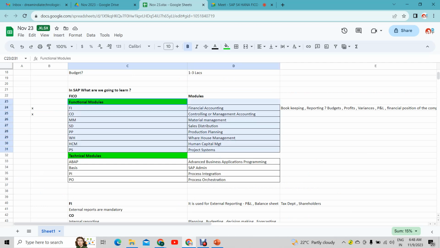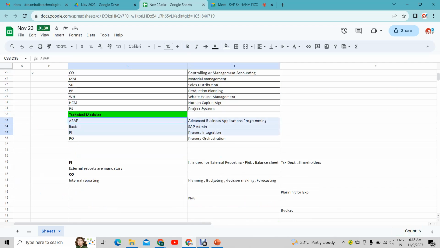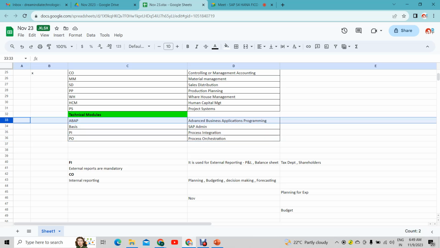Including functional consultants, we have technical consultants also. SAP runs in which language? SAP knows which language? ABAP. What is the full form of ABAP? Advanced Business Application Programming. Very good. This is an important thing you should understand. SAP knows ABAP language only. So in our project we have ABAP consultants. Everything is in programs.